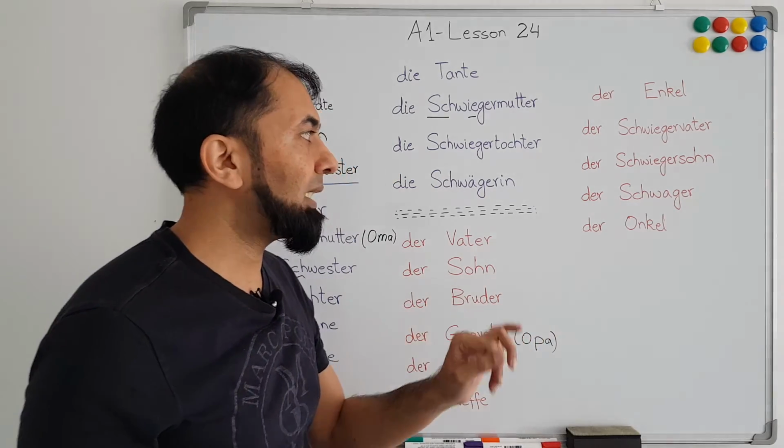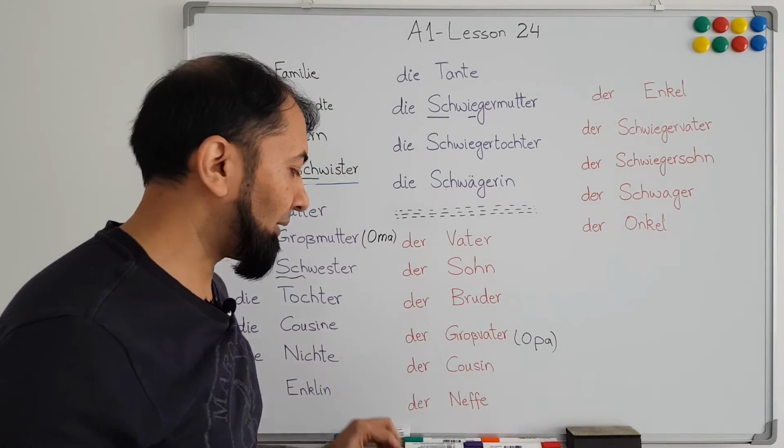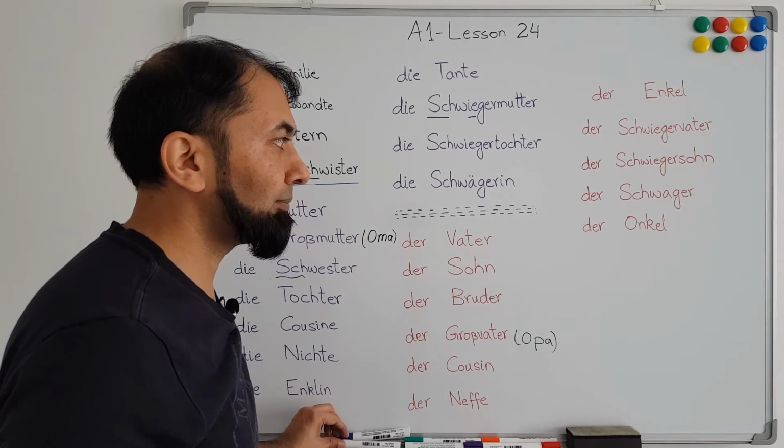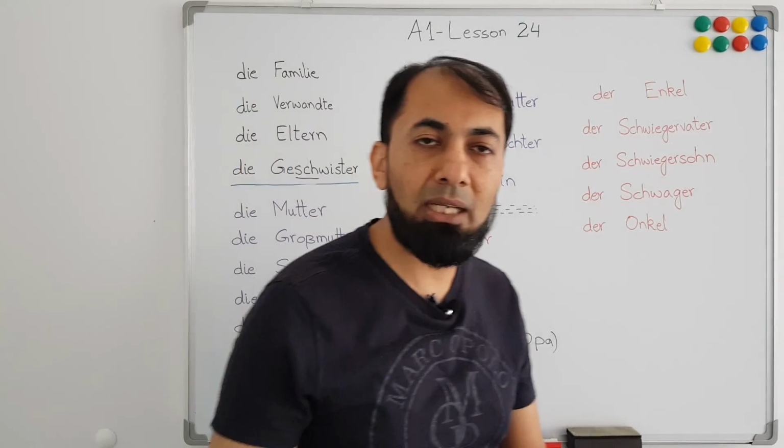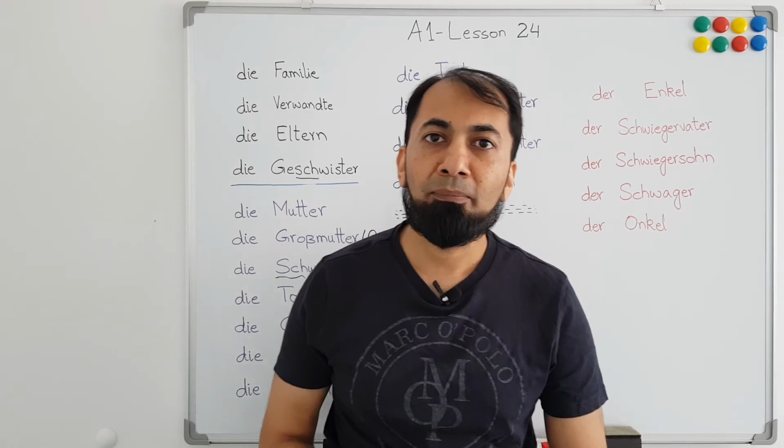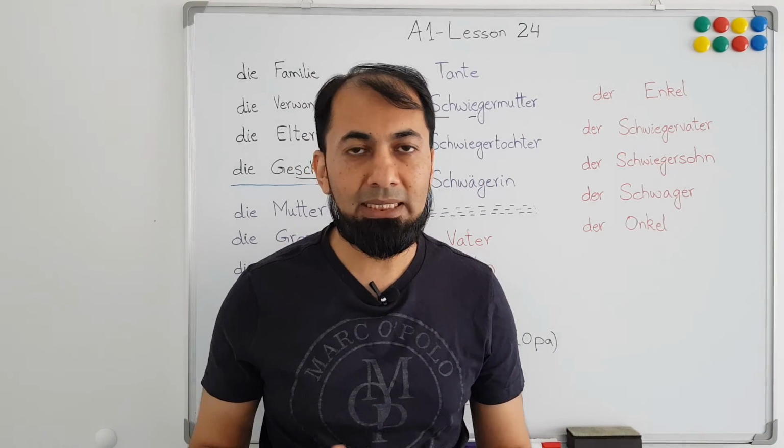uncle. So these are some of the relationships that are common, and that's enough for A1 level of German language course. I hope that is clear to you now.